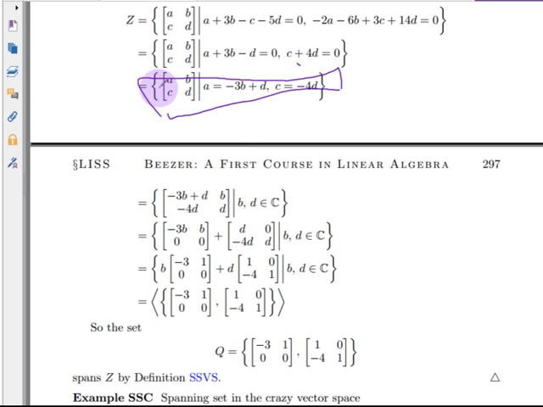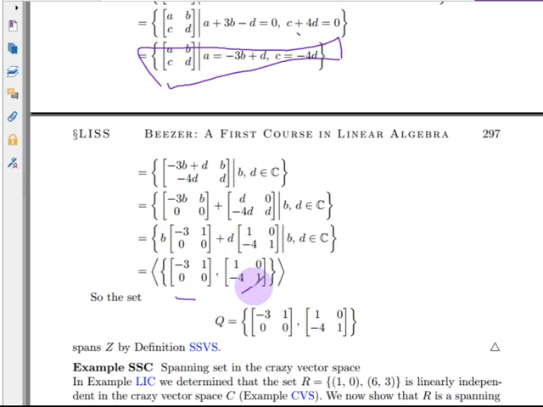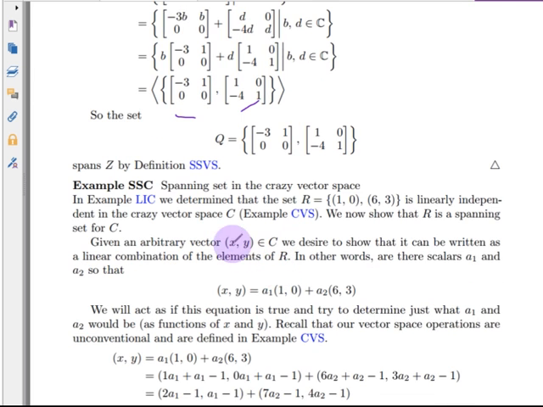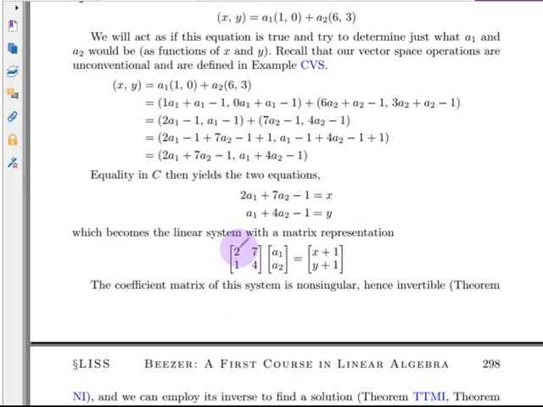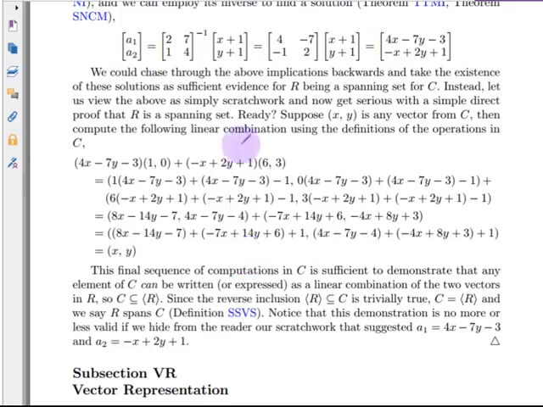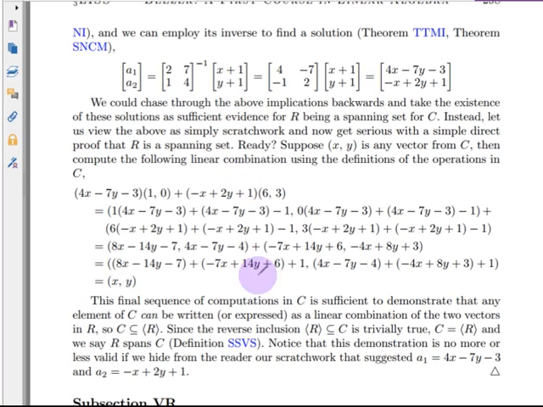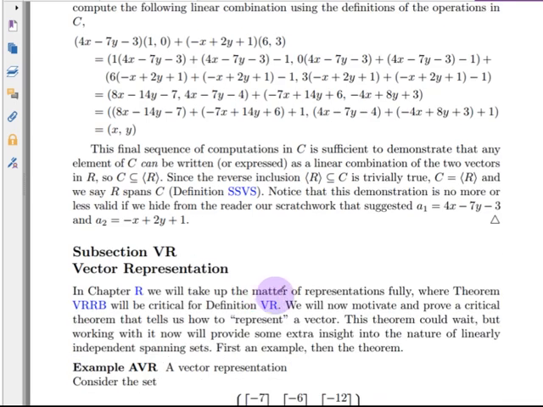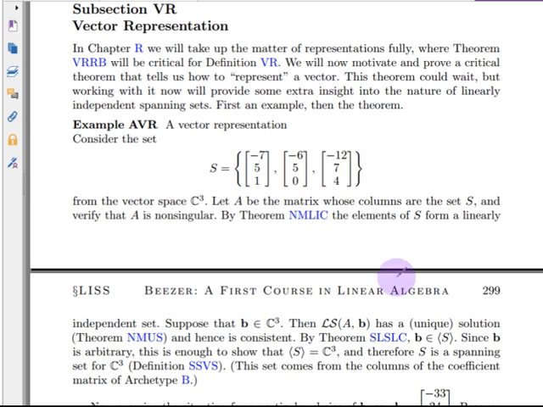So in fact, this set Z is the span of these two matrices that we're considering as vectors. I'm going to skip this example, but he's using the very same techniques to get his conclusion. Same techniques that we've used before in a different context.